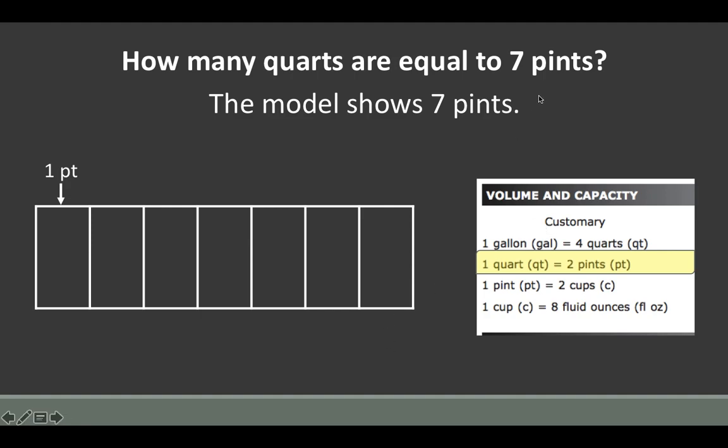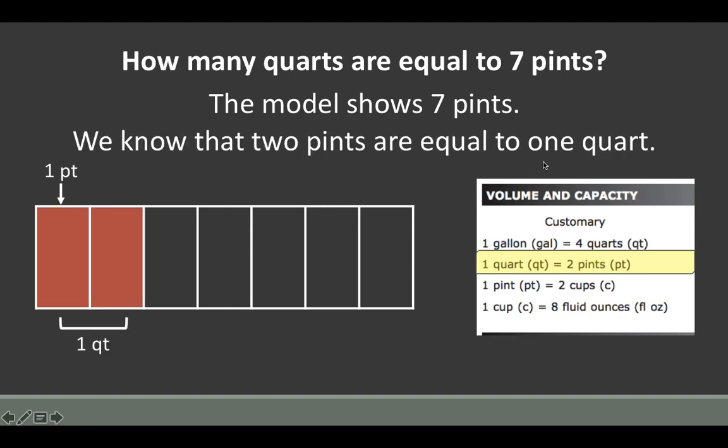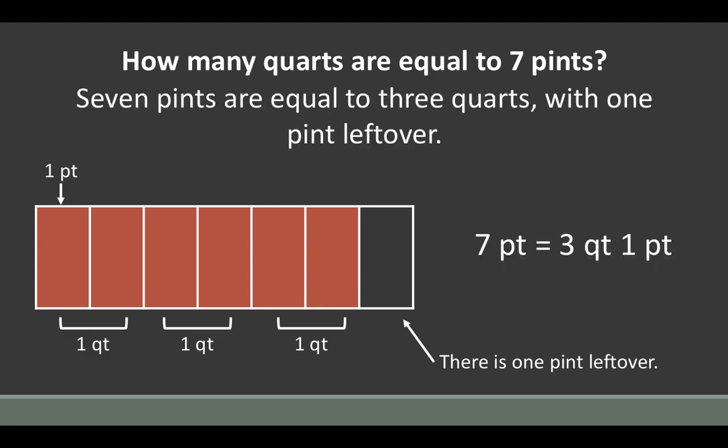So if we have 7 pints, 1, 2, 3, 4, 5, 6, 7, then we know that 2 pints are equal to 1 quart. So there's 2 pints equaling 1 quart. There's 2 more pints that equal 1 quart, 2 more pints that equal 1 quart. Now we have this pesky little thing on the end. And there's 2 different ways that you can do this, but let's follow the PowerPoint first, because there's 1 pint left over.